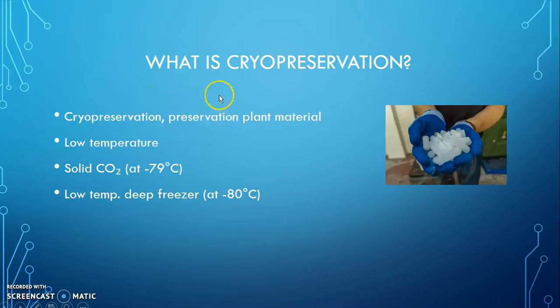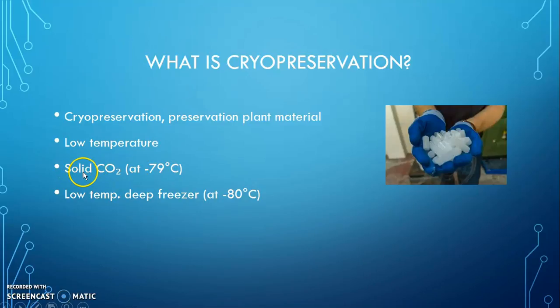What is cryopreservation? Cryo means frost in Latin, and cryopreservation means storing plant material. Since it is about plant tissue culture, it means storing plant materials under freezing or very low temperatures. The temperature at which the plant material can be stored ranges across different temperatures.